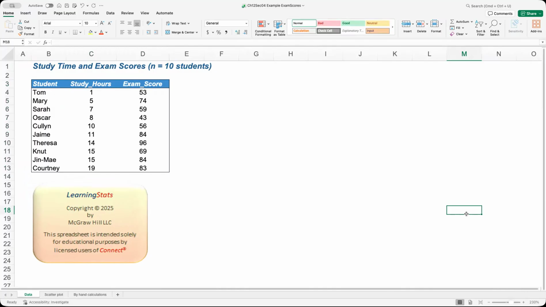Here's the question everybody asks me with finals coming up: does studying more help? 10 students were surveyed. How much time did you spend studying? And then I looked at their exam scores. Is there a relationship between how long a student studies and their exam score? Maybe. Let's find out, at least in this group.